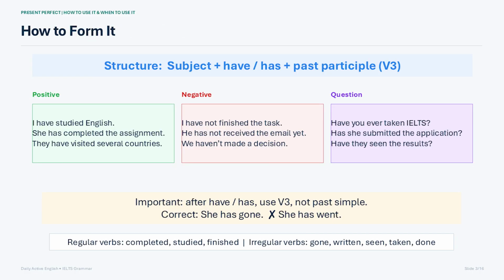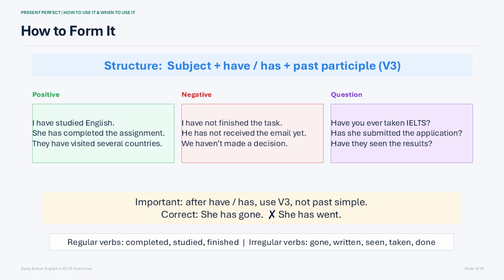The structure is simple. For positive sentences, we use subject plus have or has plus past participle. For example, I have studied English. She has completed the assignment. They have visited several countries.